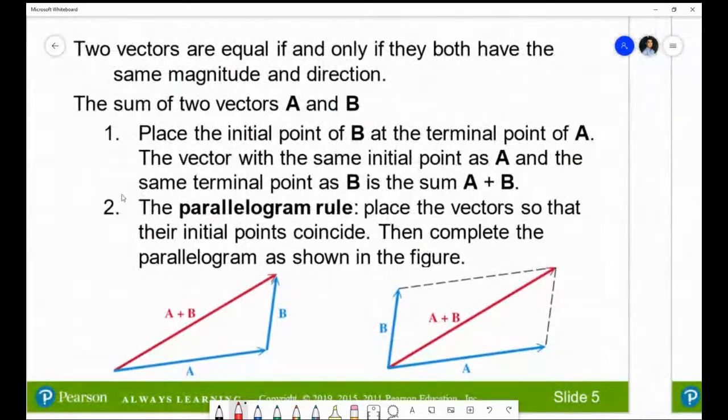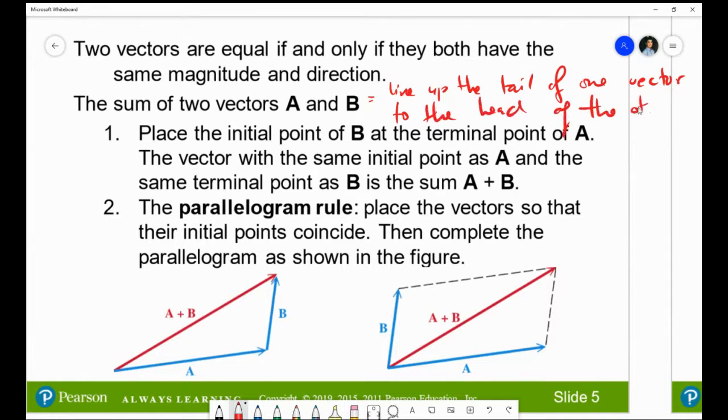Now we're going to talk about how to find the sum of two vectors A and B. To find the sum of the two vectors, line up the tail of one vector to the head of the other vector. Here they're using the same terminology, terminal point and initial point. Basically, put the initial point at the terminal point of the other vector.